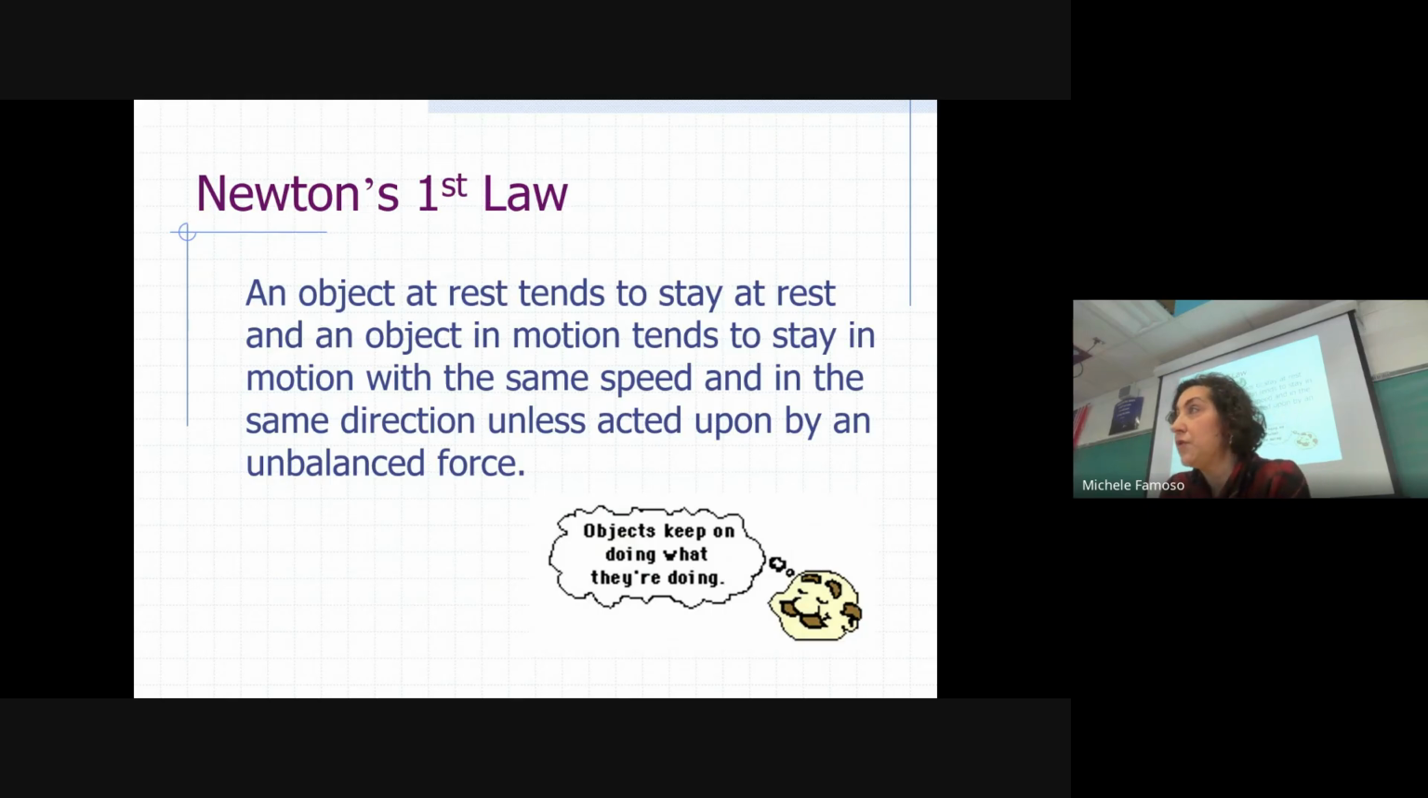Now, what does Newton's first law state? It says that an object at rest tends to stay at rest, and an object that's in motion tends to stay in motion. And it will move with a constant speed in a straight line unless it's being acted upon by something called an unbalanced force.